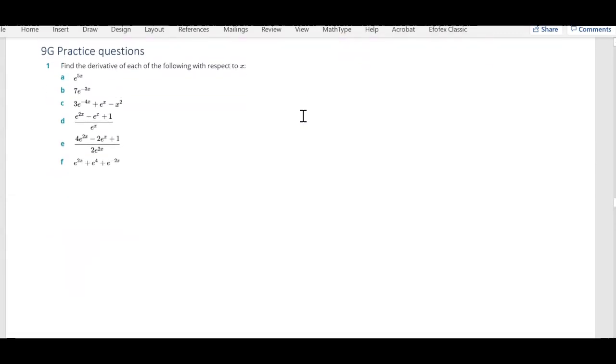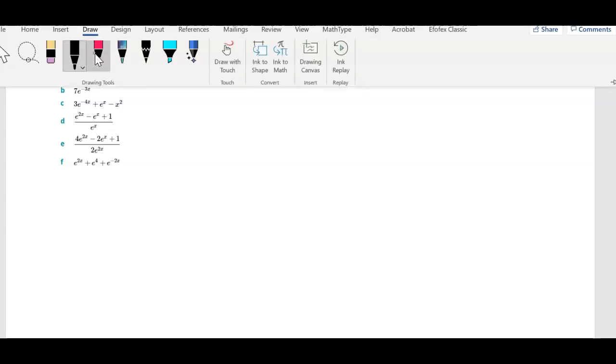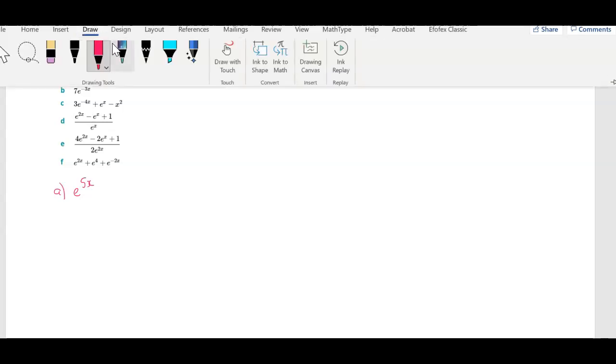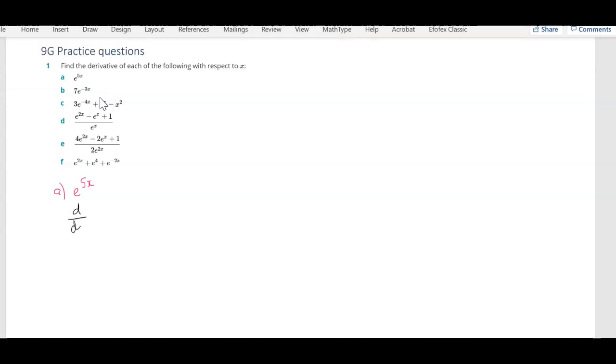So let's start with an easy one. So let's do A, and then we'll get into probably D, E, and F, I think. All right, so question A, we've got e to the power of 5x. So basically we're taking the derivative of 5x, which is just 5. So the derivative d/dx is equal to 5e to the power of 5x.